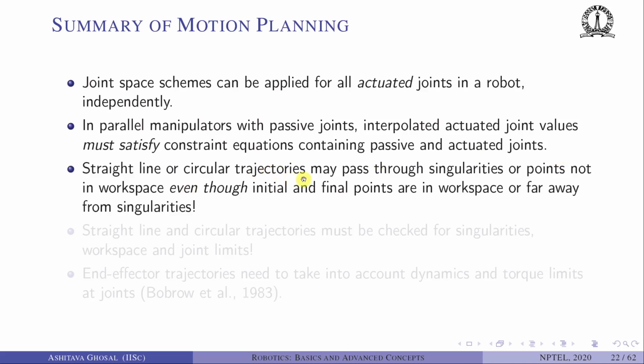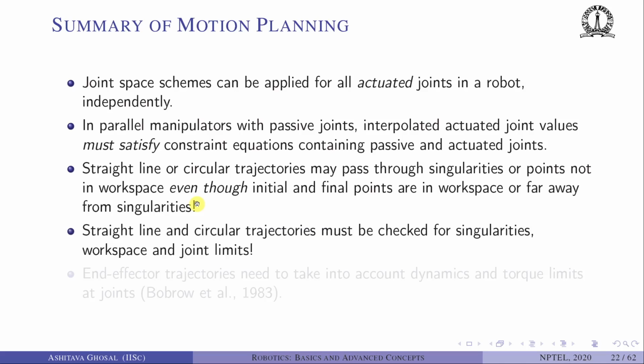Straight line or circular trajectories may pass through singularities or points not in the workspace. So I have tried to move from one place to another place, and in between there is a hole in the workspace. Even though the initial and final points are in the workspace and far away from singularity, in-between points can be outside the workspace or close to a singularity. So these need to be checked also. Straight line and circular trajectories must be checked for singularities, whether they always lie in the workspace, and also for joint limits. This is important.